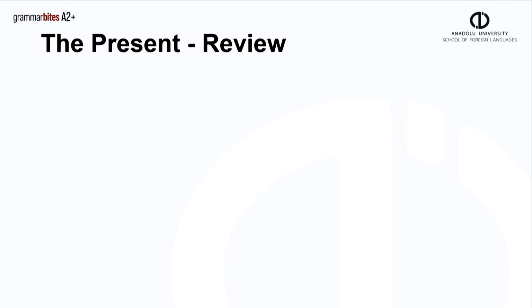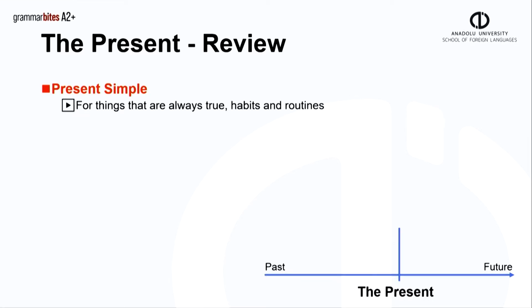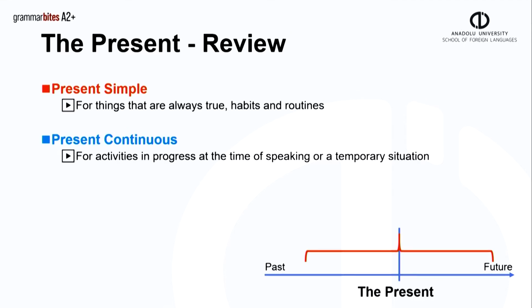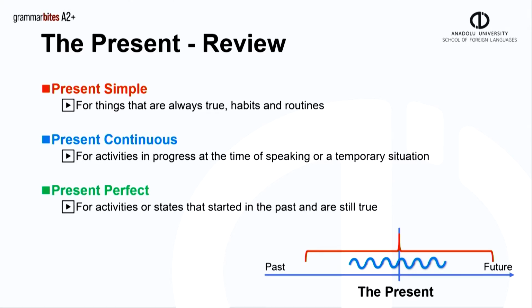We'll begin our review by looking at the tenses that talk about the present. There's the present simple tense for things that are always true, habits and routines. There's the present continuous for activities in progress at the time of speaking or for temporary situations. And we use the present perfect to talk about activities that started in the past and are still true now.